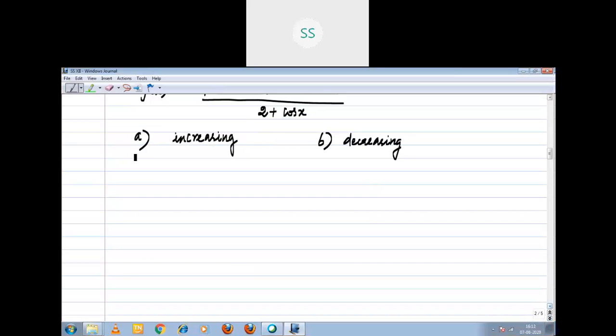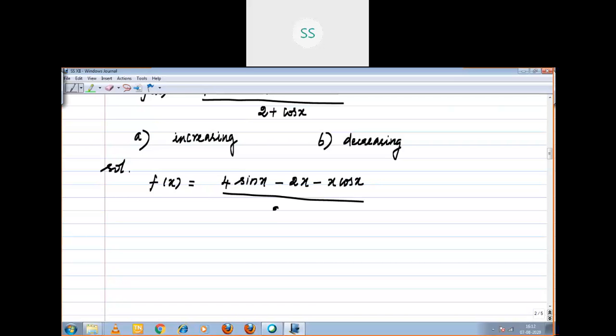First step, you want to differentiate f of x. First we have to simplify the function and then we have to do the differentiation, right? f of x equal to 4 sin x minus 2x minus x cos x divided by 2 plus cos x.